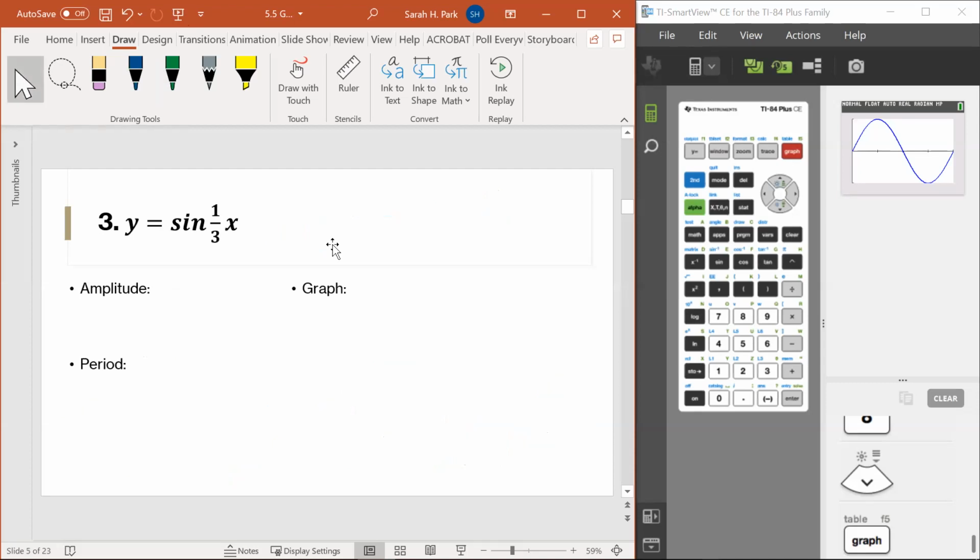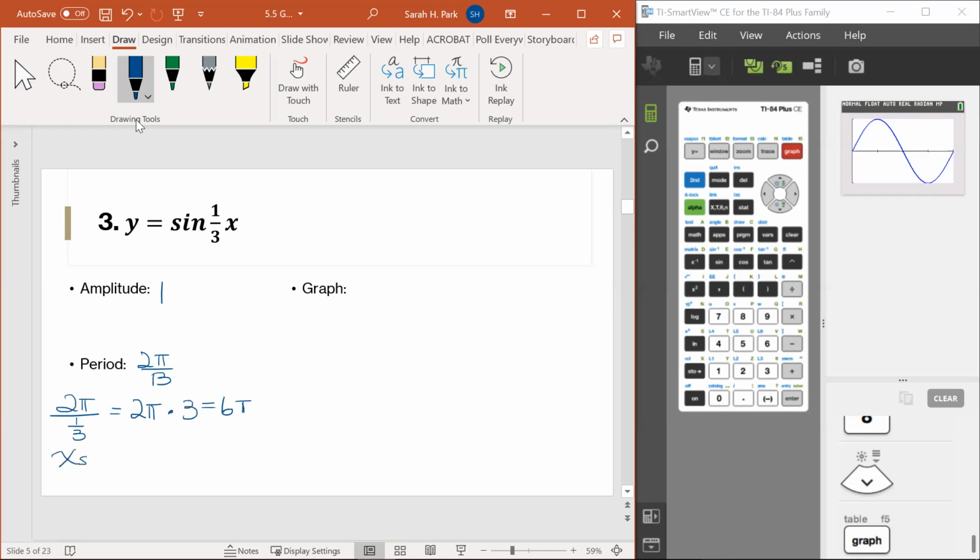Okay, let's take a look at number 3, sine of 1/3 x. So the amplitude again is 1. The period is 2 pi over b. In this case, 2 pi over b is 2 pi over 1 over 3. So I'm going to change that to 2 pi times 3. The reciprocal is 3, so it's 6 pi.